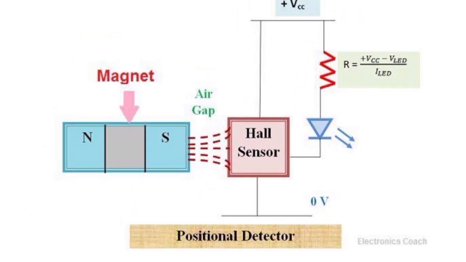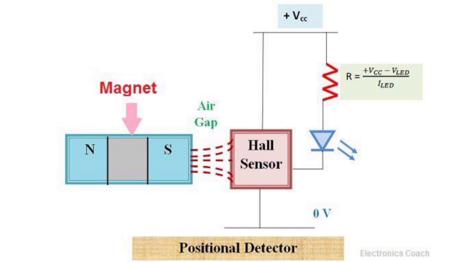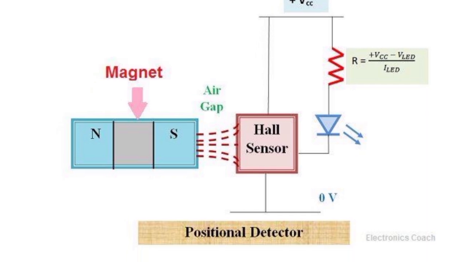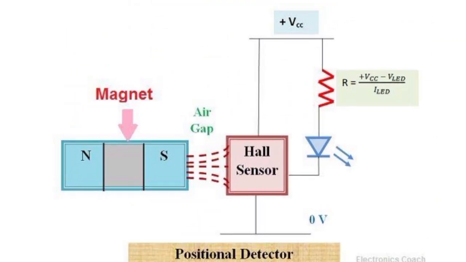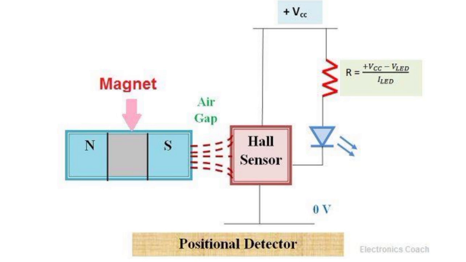And this is the circuit diagram of Hall sensors. We have already discussed this. The magnetic field energy passes through this Hall sensor and is converted to electrical energy. So this is the circuit diagram of the Hall effect sensor in detail.